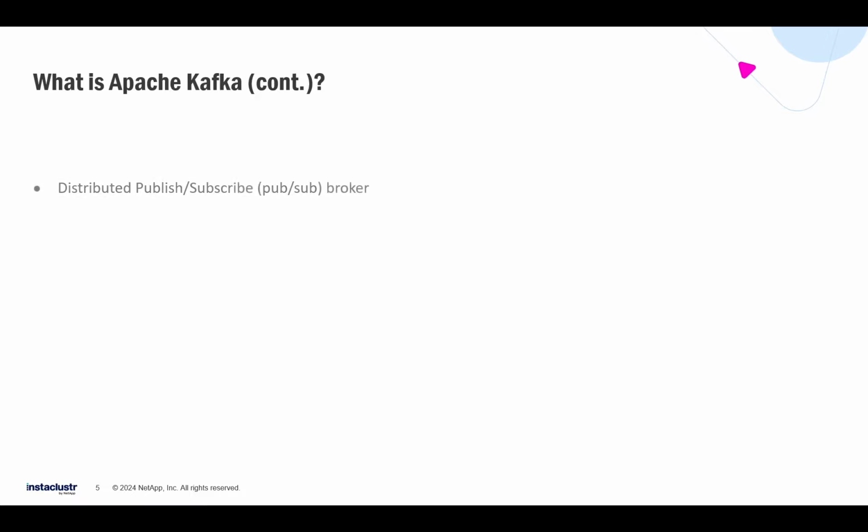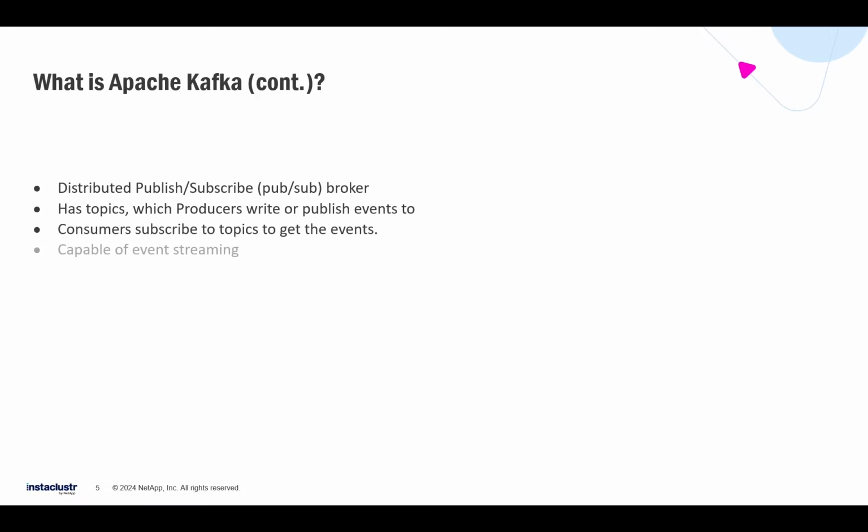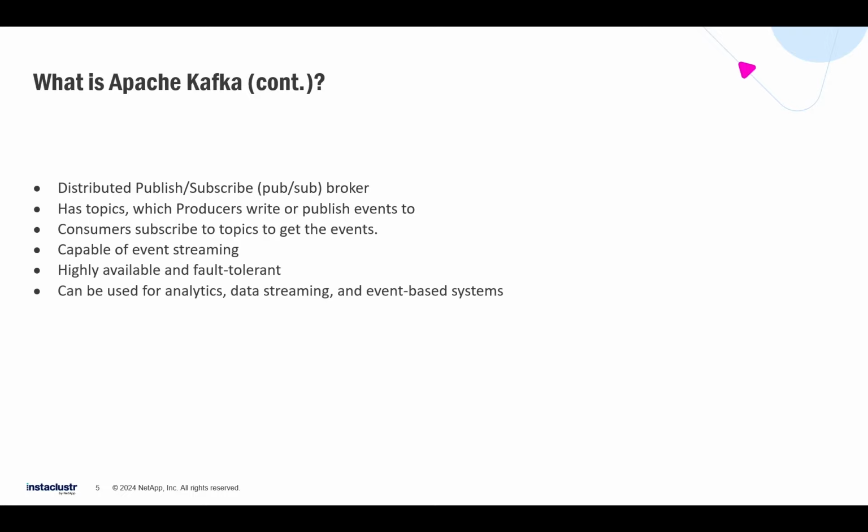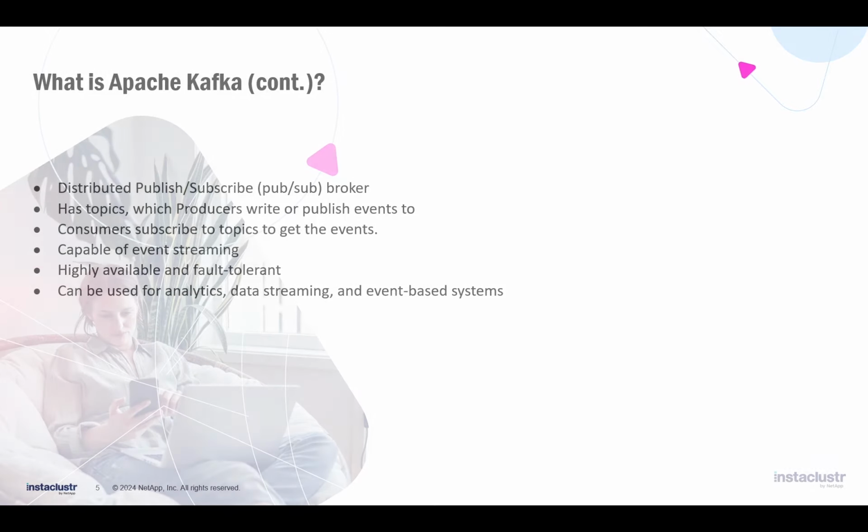Kafka uses topics to sort events, which are written to by producers and taken in by consumers. It is also capable of streaming events, making it very versatile. It's a very highly available and fault-tolerant broker. Its most common use cases are analytics, data streaming, and event-based systems.